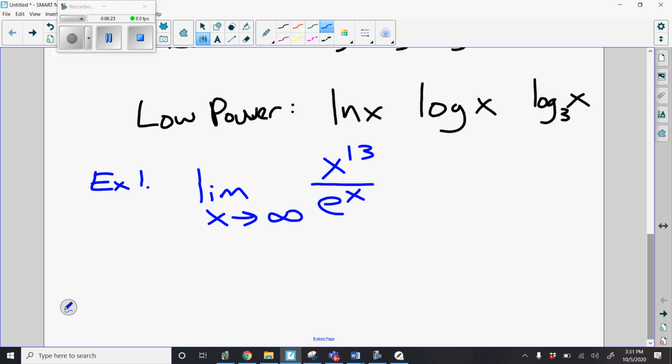So we kind of want to look at which one's more powerful here. E to the x is going to always be more powerful than x as a base to a number. So we can know, okay, the bottom is more powerful. When the bottom is more powerful, the limit equals 0.